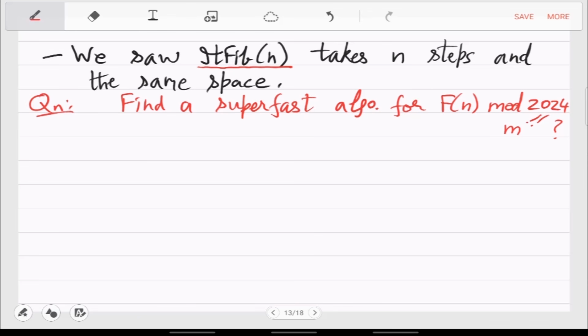But F of n is extremely large. It is more than 1.5 to the n, so it has around n digits. And assume n to be very large. As we said, n can be long int, so it will be 64 bits itself. So this iterative fib will not work for this. The program will never stop. N steps will be too much.